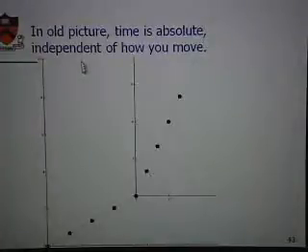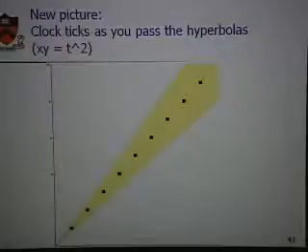Now, you see, this doesn't make any difference here. The new straight lines, in this corner up here, are the same as the old straight lines. If I just continued the ones from down here, they would actually be the same curves. And so, in the old picture, time is absolute. It doesn't matter how you're moving. You just click every time you pass one of these downward straight lines, which are uniformly spaced.